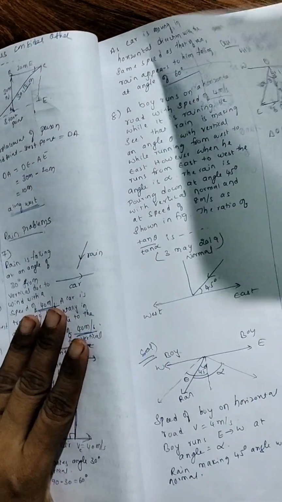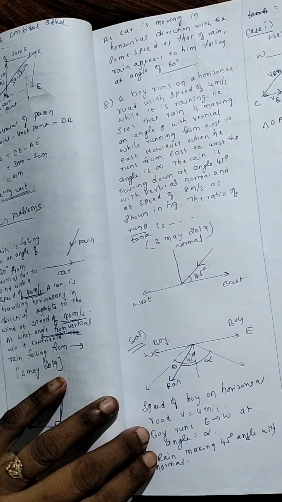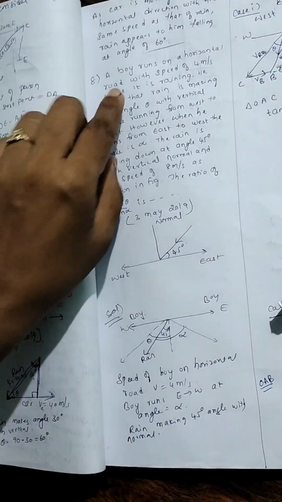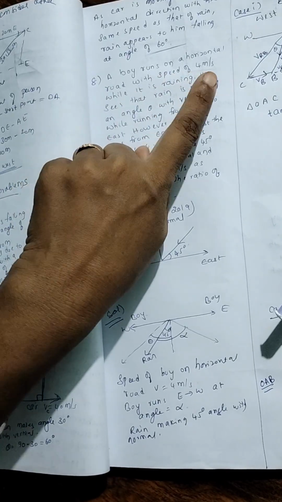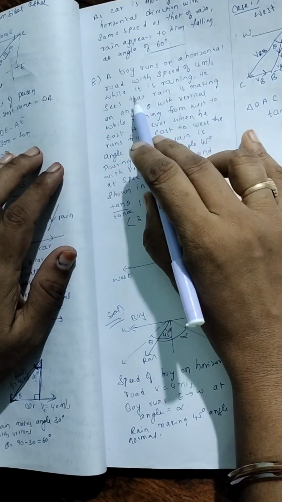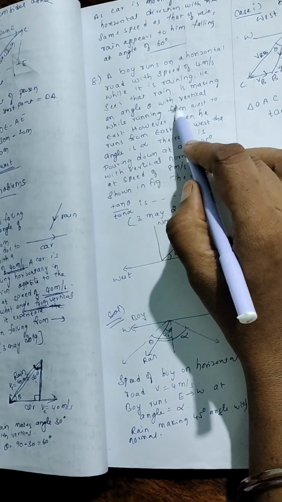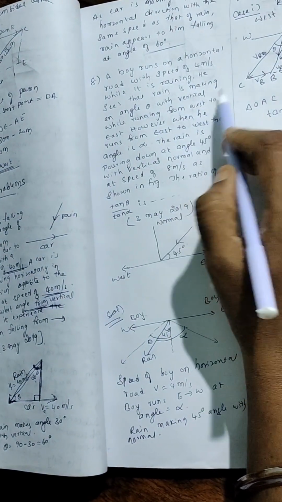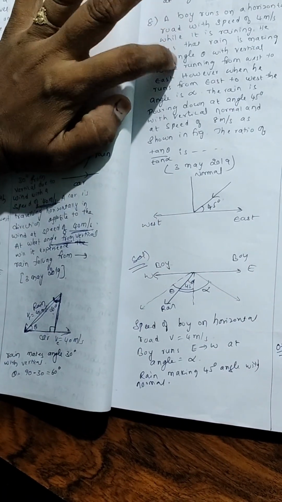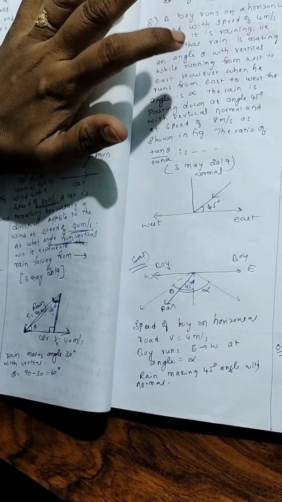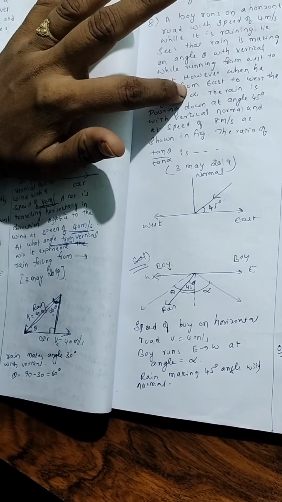Right? Now, the next problem, asked on 3rd May 2019. Okay. A boy runs on a horizontal road with a speed of 4 meter per second while it is raining. He sees the rain making an angle theta with vertical, right? In such a way, an angle theta with vertical, while running from west to east. However, when he runs from east to west, the angle is alpha, he said.